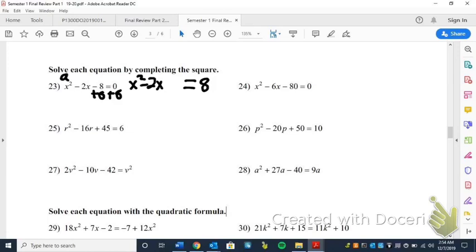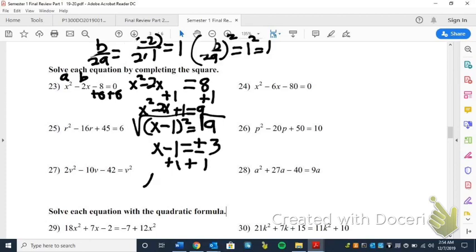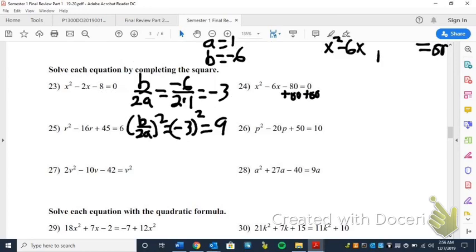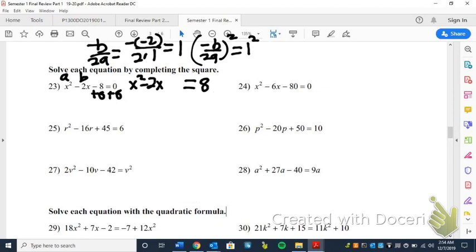We then go b over 2a. It's not negative b over 2a, it's just b over 2a. I think I fixed that. Yeah. So we get 1. Whoa, okay. So I'm just going to go back. There we go. Okay. So we add 1 to both sides. That negative I take care of later. So b over 2a is 1, b over 2a squared is 1, because 1 squared is 1. And then add 1 to both sides.